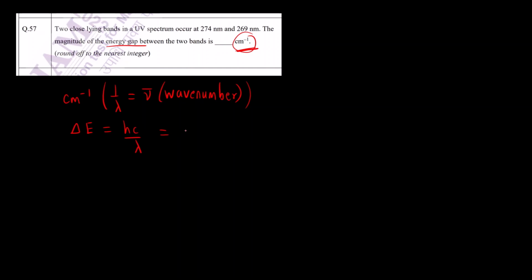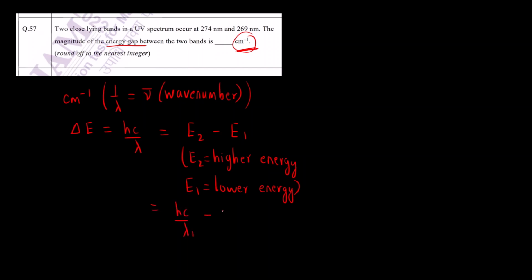This is also equal to, if I want to find out the energy gap, E2 minus E1. What is E2? E2 is higher energy. And what is E1? E1 is the lower energy. Now again, E2 I can write as hc by lambda 2, and E1 I can write as hc by lambda 1. So I can take hc common: 1 by lambda 2 minus 1 by lambda 1.